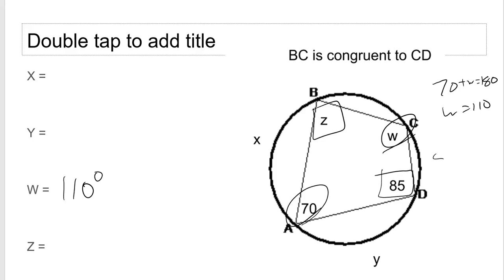So that means 85 plus z equals 180. Well, if I subtract that, z is going to give me 95. So right there, just knowing from what you just learned today, I was able to solve 2 of the 4. Okay, let's kind of erase these.